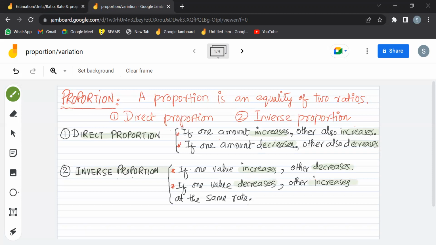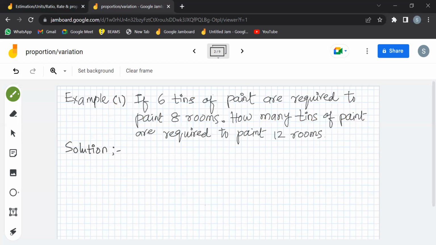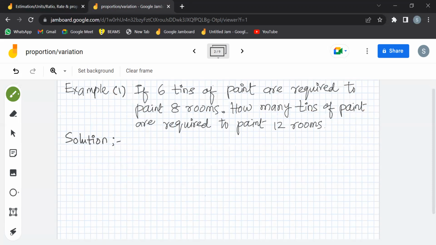So this is basically the equality of two ratios. With the help of this example, you can understand this concept. If 6 tins of paint are required to paint 8 rooms, how many tins of paint are required to paint 12 rooms? So the technique is very, very simple. There are two categories, tins and number of rooms. So the given information is that 6 tins for 8 rooms.